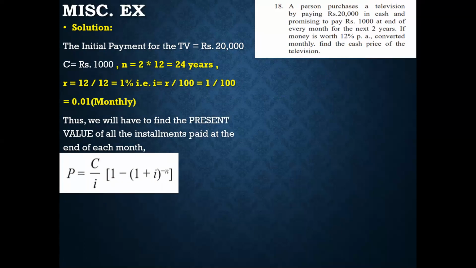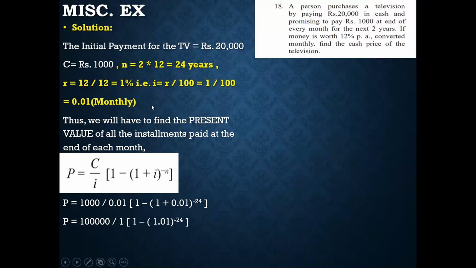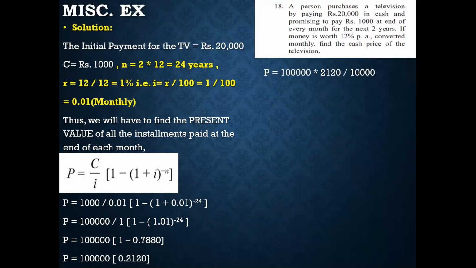So we'll use the formula P is equal to C upon i, into 1 minus (1 plus i) raised to minus n. In this way, I have written and substituted the values. So I have removed the decimal over here and multiplied 1000 by 100, which gave me 1 lakh. Again, the value is not given over here. So the value is 0.7880. On subtraction, you get 1 lakh into 0.2120. Removing the decimal, you get the value to be 21,200 rupees.